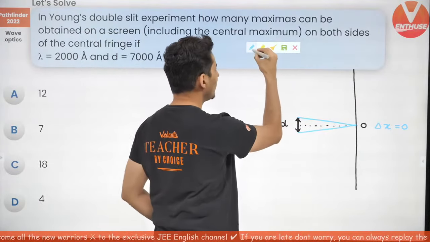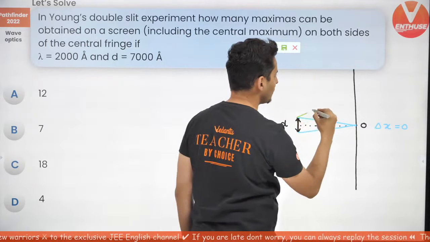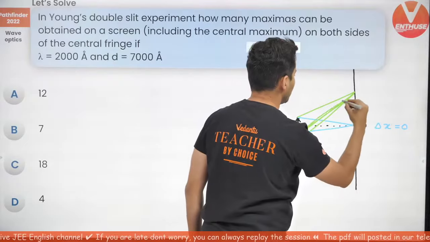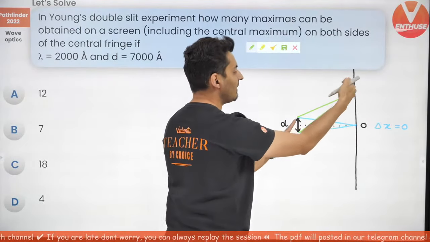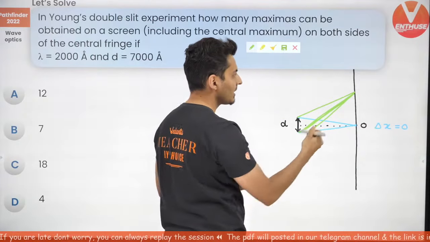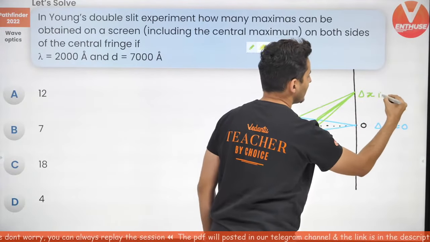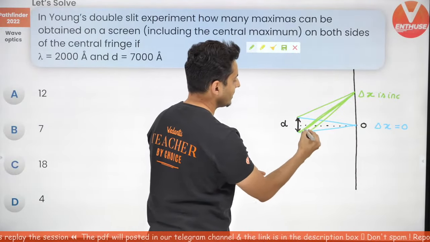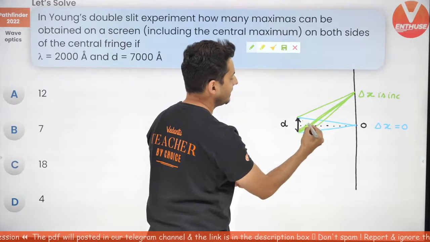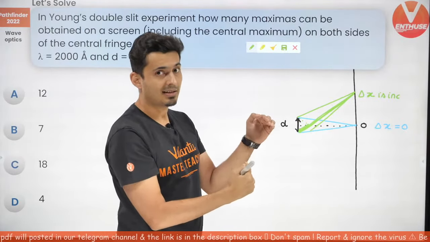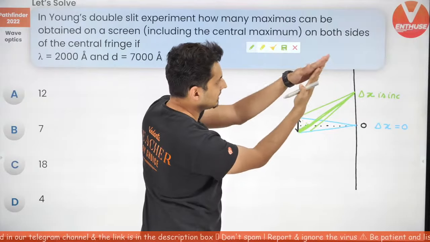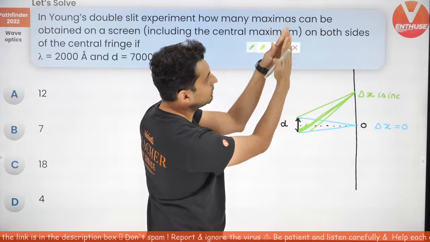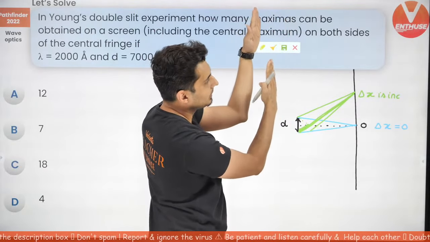Now, as you go a little bit far, let's say you go over here, you can see that this ray has to travel more distance than the other ray. That means the path difference is increasing. So as and when you turn it towards there, you will see the gap increases. The other ray has to travel more distance to catch up with the other ray.